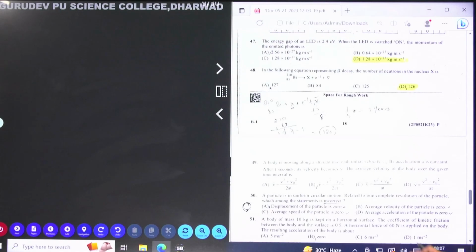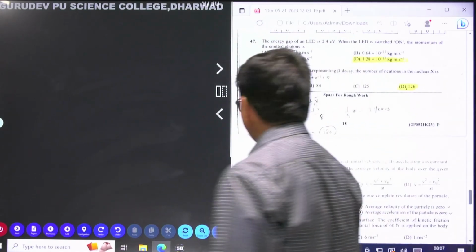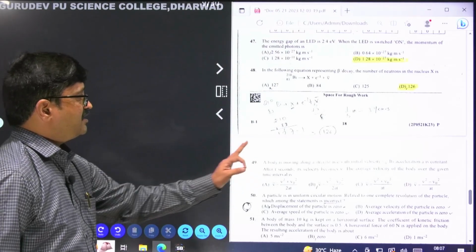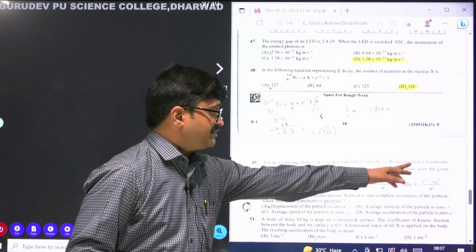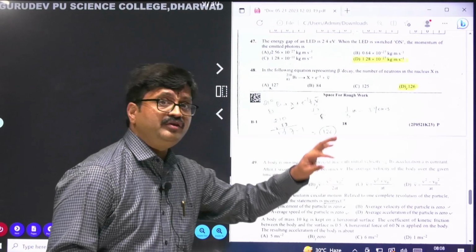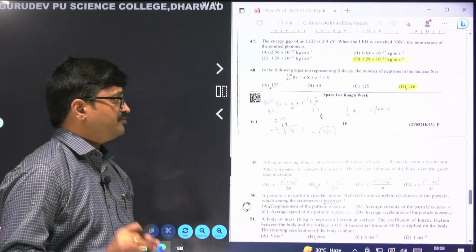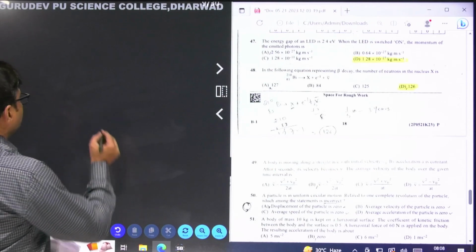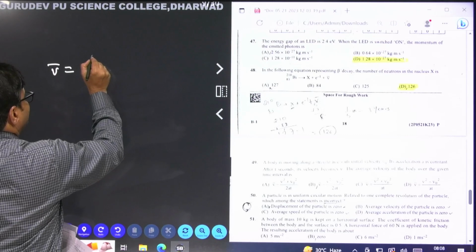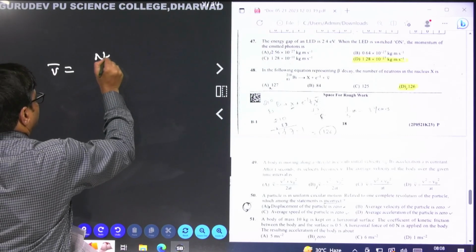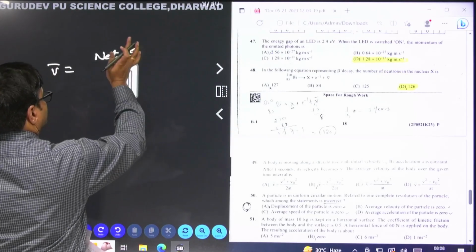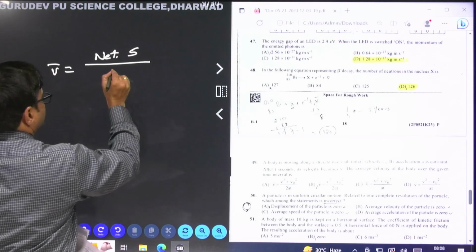Now question number 49. This is a straightforward question. A body is moving along a straight line with initial velocity v0. Its acceleration is constant, and its velocity becomes v from v0, and they want us to find the average velocity of the body over the given time interval. Average velocity v bar is equal to net displacement, I'll mention it as S here, divided by time.